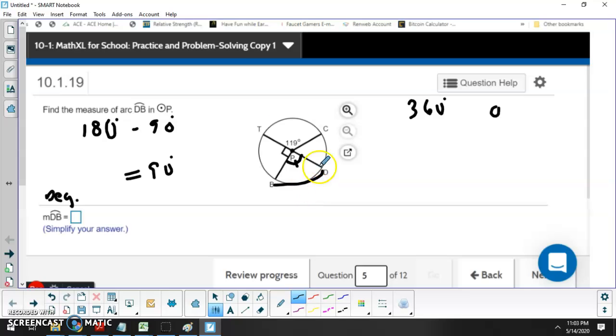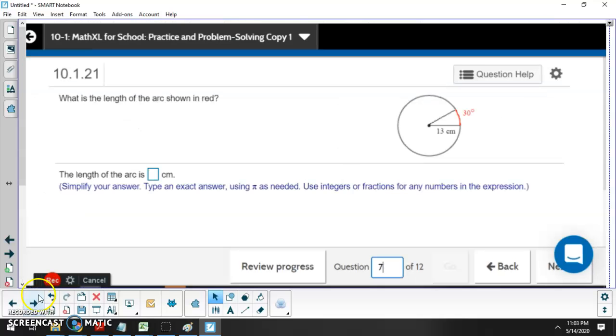When you're dealing with this, you're just finding the arc measure, and you have to subtract parts. Subtract from 180, subtract from 360, subtract what is given to you. Bunch of different possibilities there. Okay, let's go on to this one.